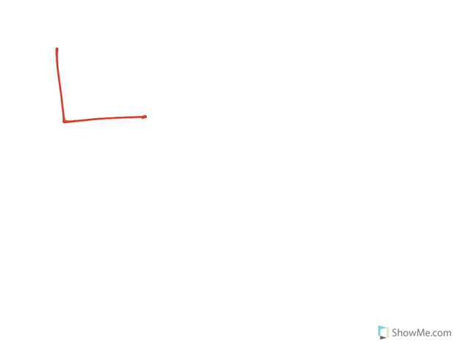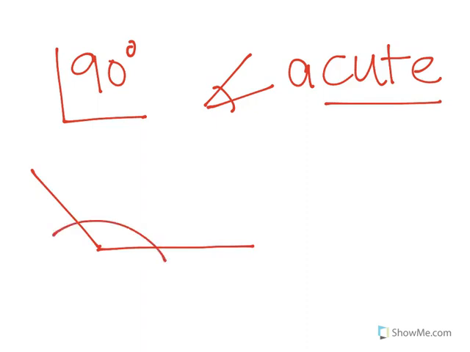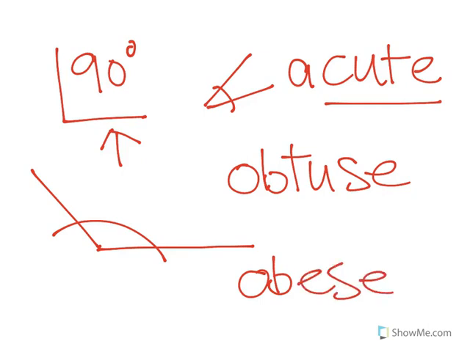Here's my right angle. If an angle is smaller than 90 degrees, it is called an acute angle. I always thought they call it acute because it's little and little things are cute, so it's an acute angle. An angle that measures more than 90 degrees is an obtuse angle. This is larger than 90 degrees. It's obtuse, which kind of sounds like obese. It's a nice fat angle.